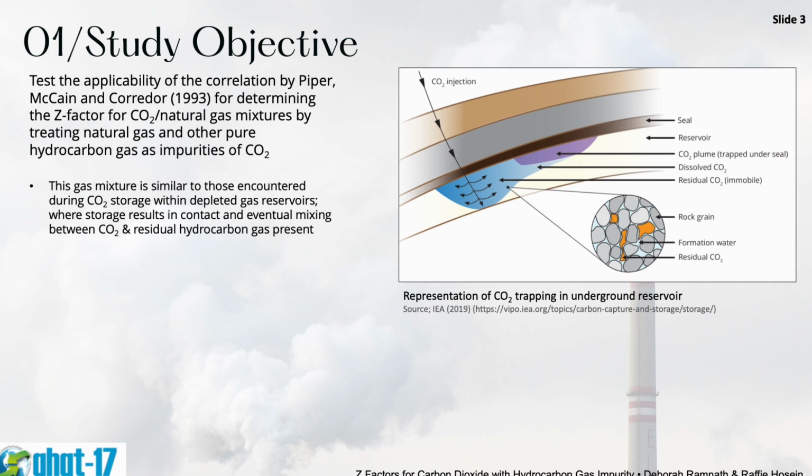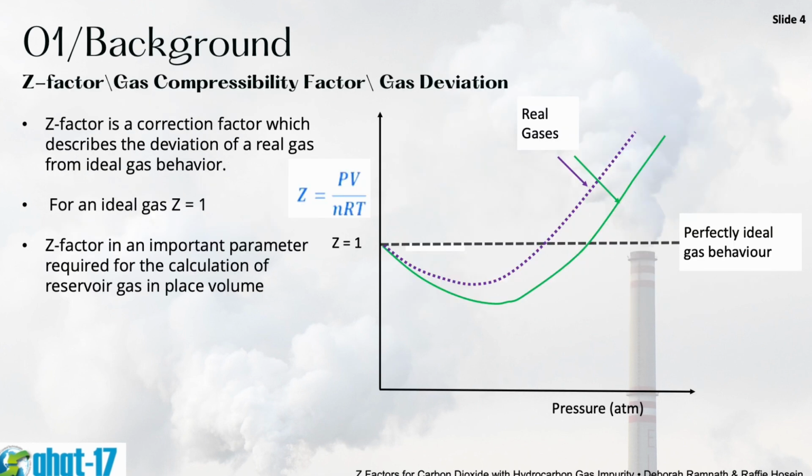In this study, we will be testing the applicability of the correlation presented in 1993 by Piper, McCain and Corredor for determining the Z factor for CO2 natural gas mixtures by treating natural gas and other pure hydrocarbon gases as impurities of CO2. The mixtures investigated in this study are similar to those that will be encountered during CO2 storage within depleted gas reservoirs. Let us then understand what Z factor is.